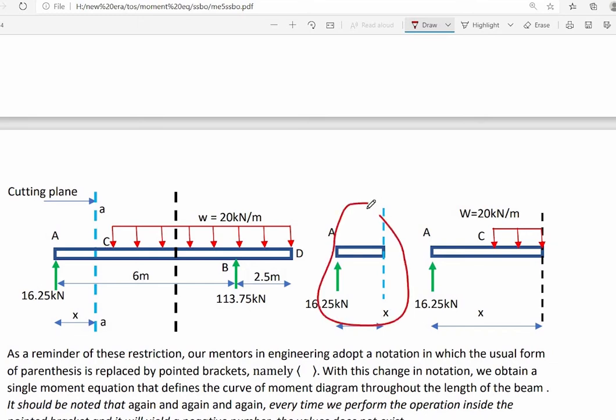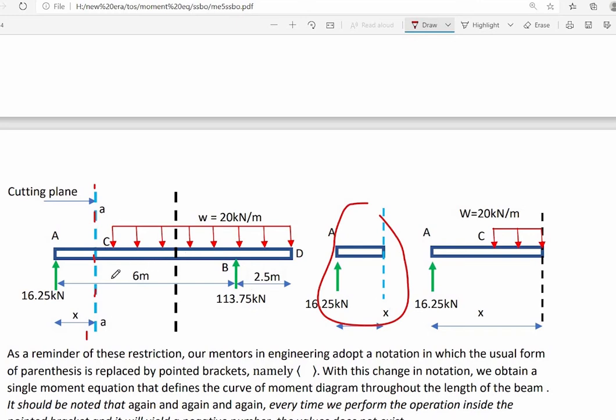Here is our free body diagram, and we know that the uniformly distributed load will not be included in our free body diagram if the cutting plane is passed to the left of point C. And thus, the uniformly distributed load will not contribute moment on the beam.